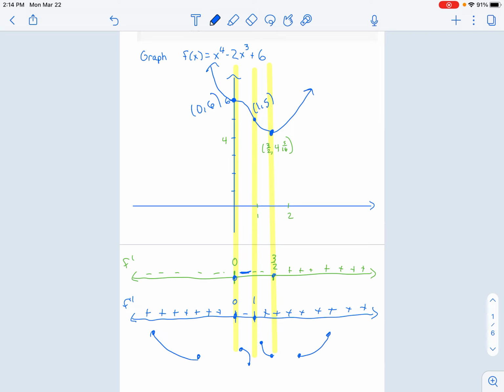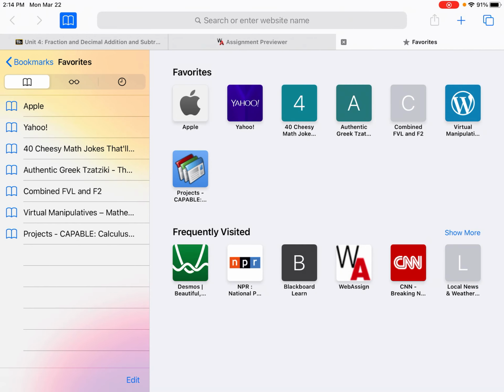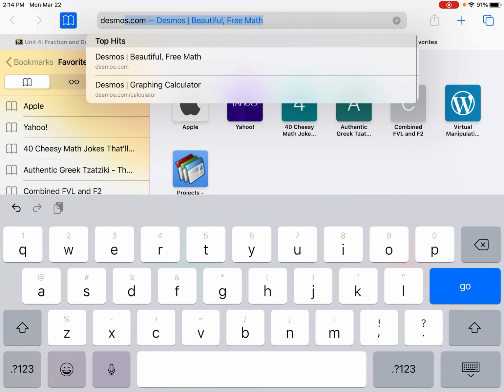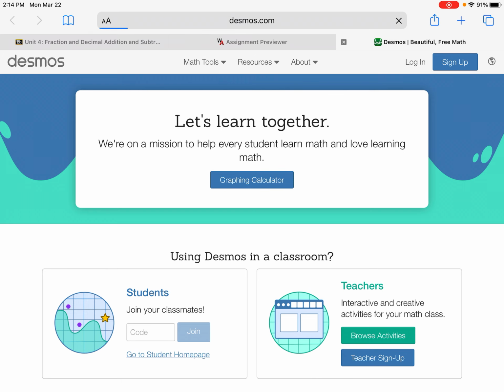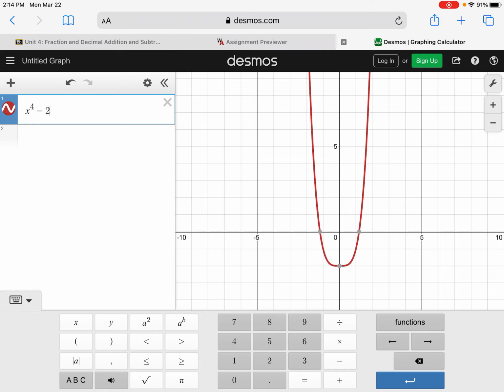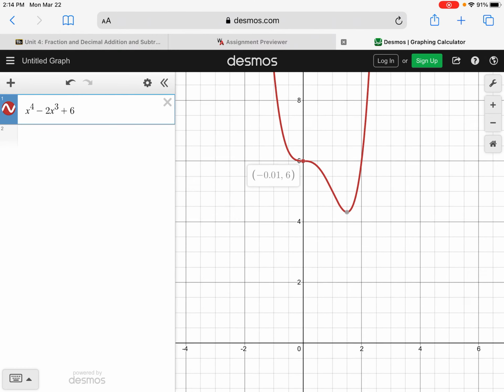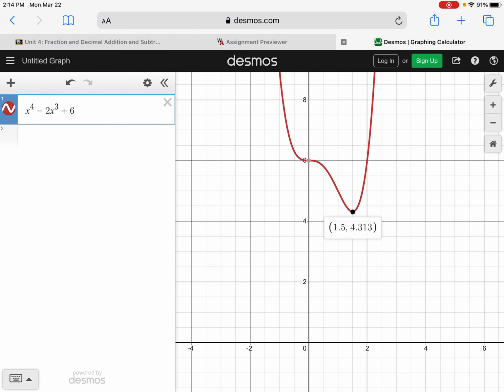So we can always check that. Let's see, x to the 4th minus 2x cubed plus 6. X to the 4th minus 2x cubed plus 6, and yeah, that looks like our graph. So if we look at our points, we have the 0, 6 right there. This was 1.5, 4 point something, and then we can see our inflection point 1, 5 seems reasonable right there.